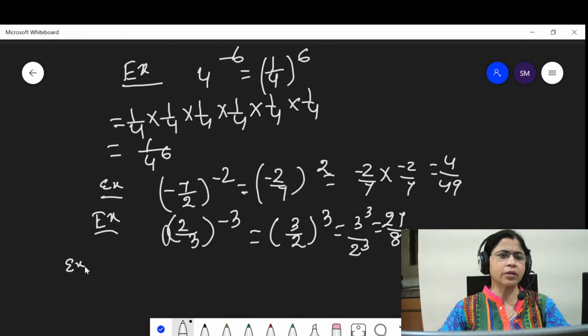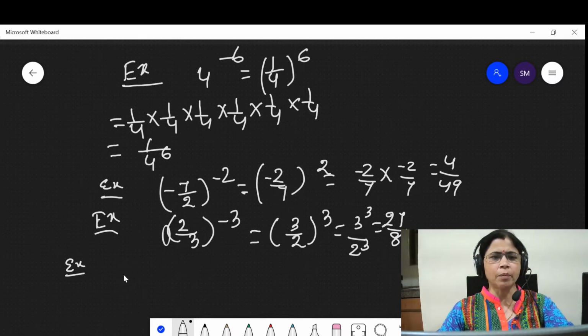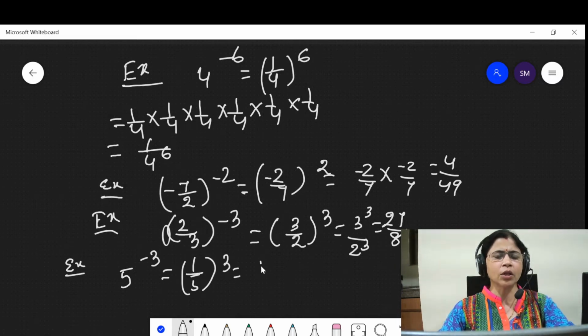Then another example says: find the value of 5 to the power minus 3, which is equal to 1 upon 5 to the power 3, which is equal to 1/125.